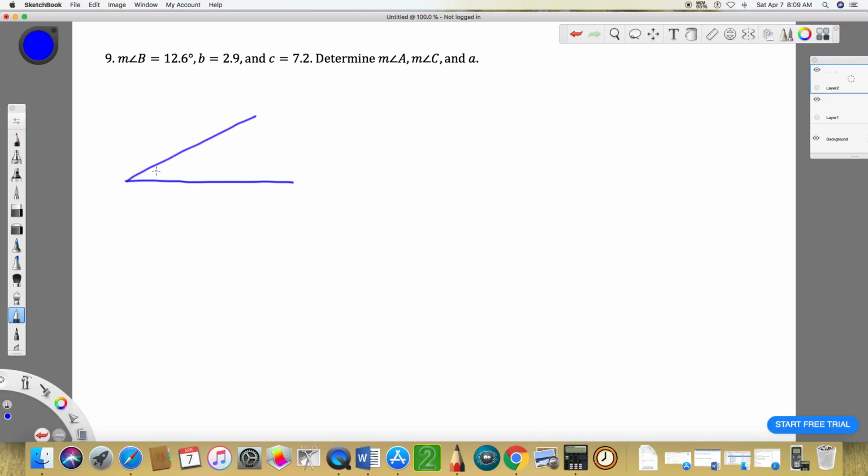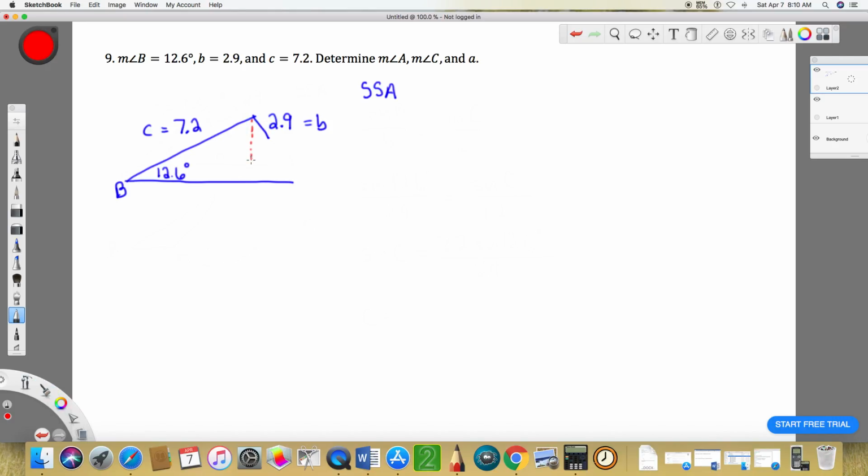The measure of angle B is 12.6 degrees. The length of side B is 2.9, and the length of side C is 7.2. Well, this is our ambiguous case. We have two sides and the non-included angle. And the first thing that I wonder is, this 2.9, is it even long enough to form a triangle?